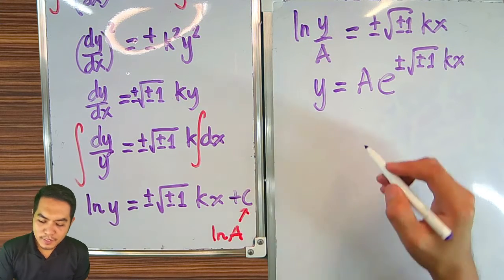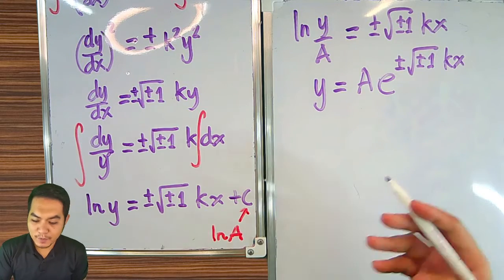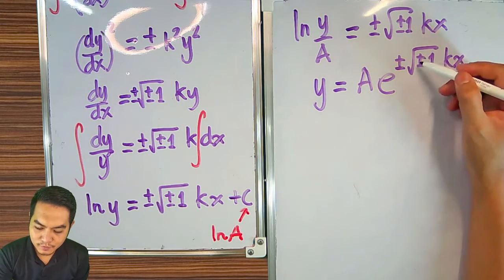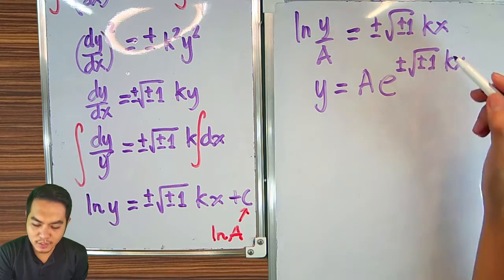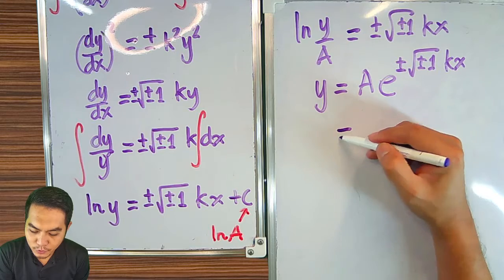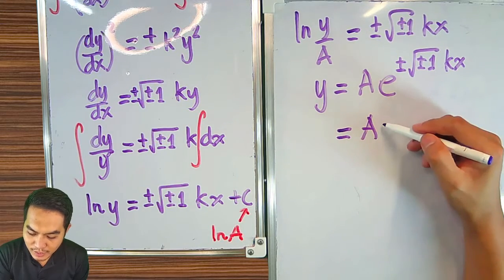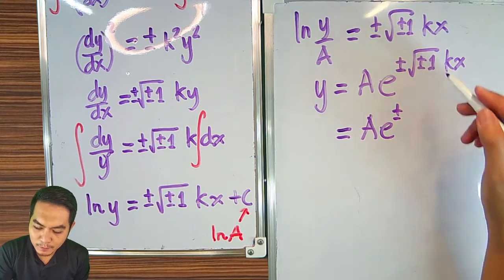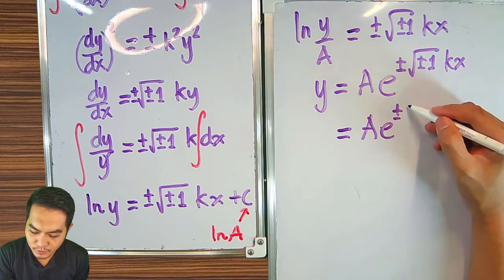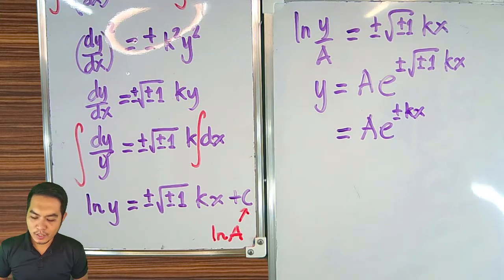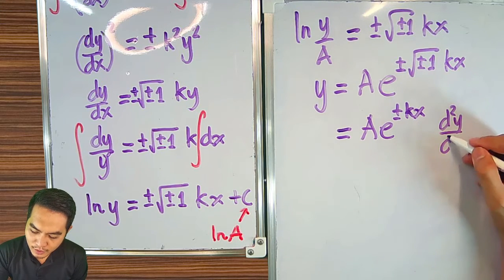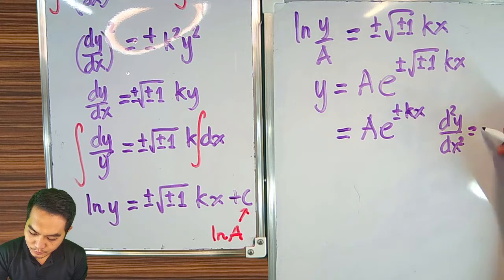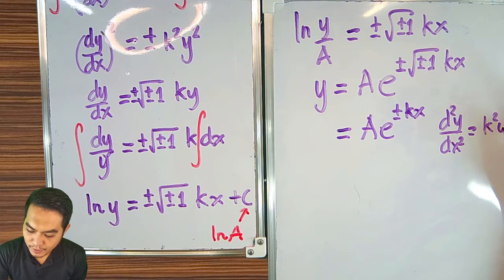Okay, so this means that if we take the positive sign earlier, of course this is always plus and minus, so the solutions could be a e to the plus and minus, if we take the positive sign, then square root of positive 1 is just 1, so plus and minus kx. If the differential equation looks like this, d squared y dx squared is equal to positive k squared y.